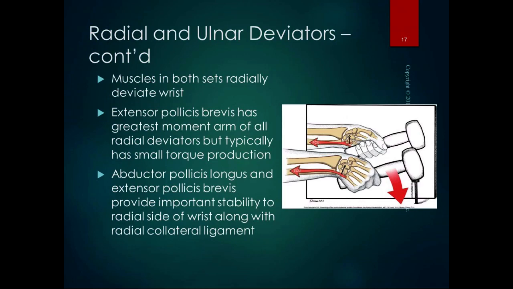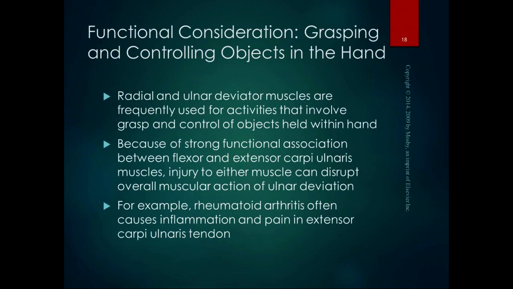So the abductor pollicis longus and extensor pollicis brevis, they're two of the three muscles whose tendons form the anatomical snuff box, and they are stabilizers of the radial side of the wrist, along with the radial collateral ligament. So when we're doing motions like pounding a nail in with a hammer, we really need those stabilizers to perform the action in a strong and functional way. So when we're grasping and controlling objects in the hand, the radial and ulnar deviators are involved in those activities.